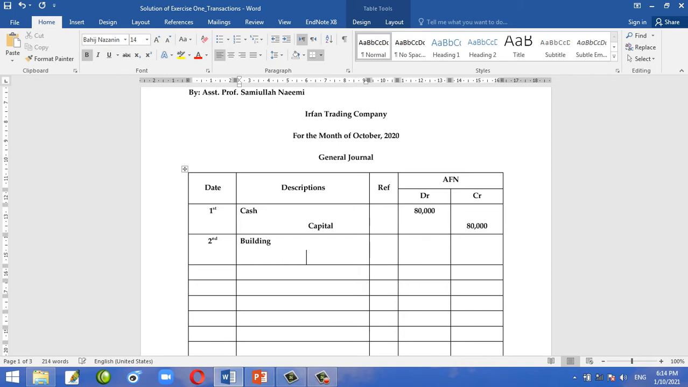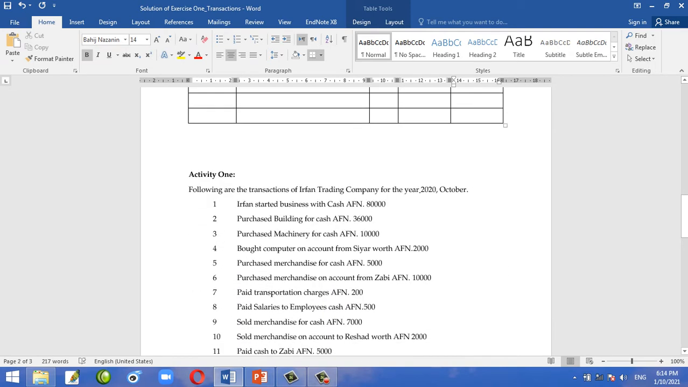We have received a building against the cash, because it has been purchased by cash worth 36,000 Afghanis, and also the money has been given against these things as cash. So this is the second transaction. Now come to the third one.